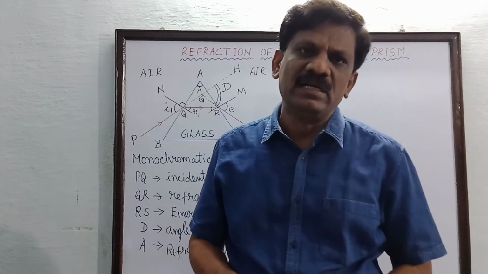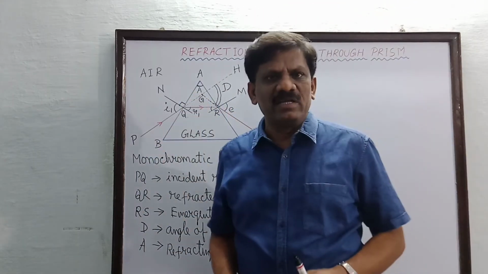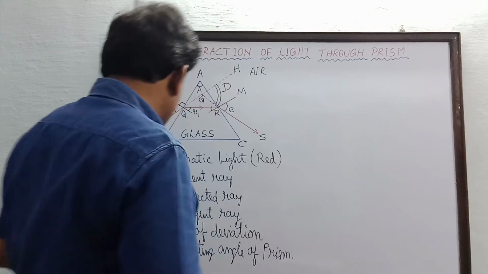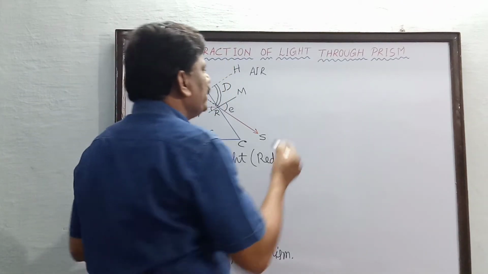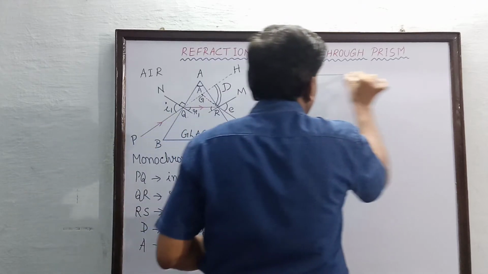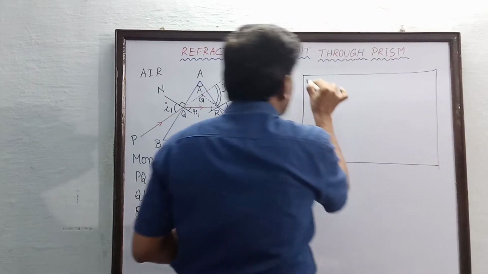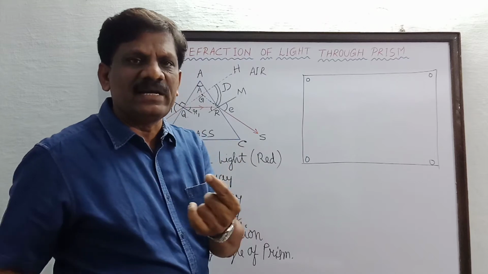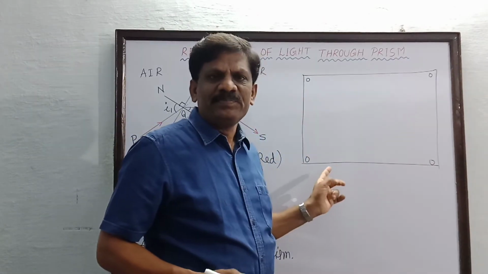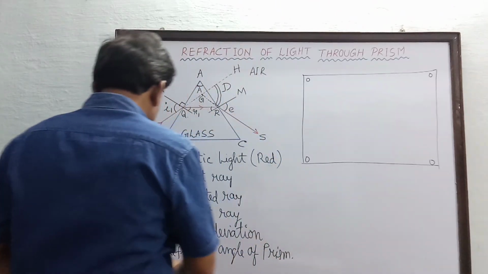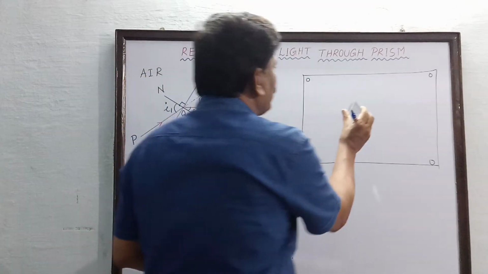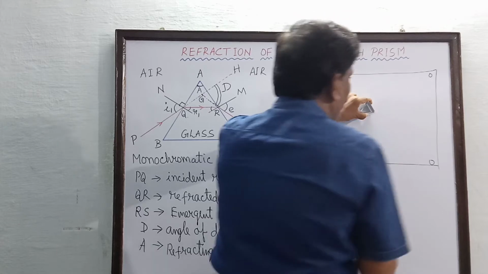Now, there is one small activity or experiment to trace the emergent ray using alpins. Okay, we are going to use the alpins. For that, we take a white sheet of paper, which is fixed on the drawing board using drawing board pins. We keep the prism on the white sheet of paper, and we have to draw the boundary.